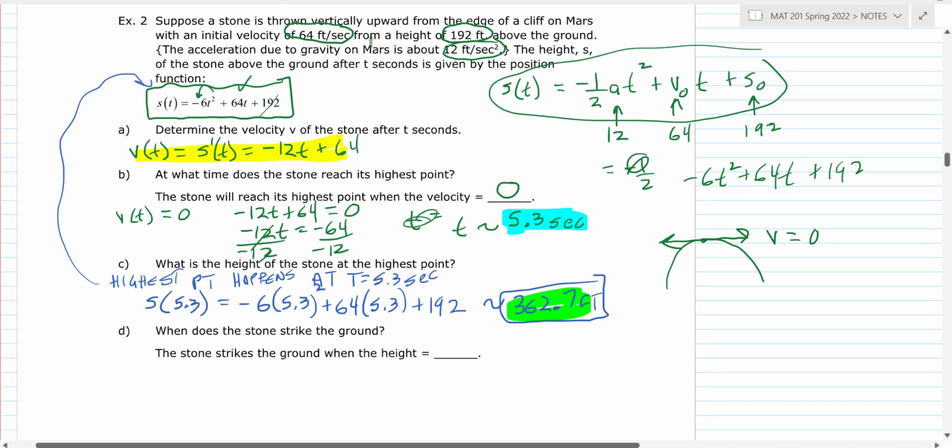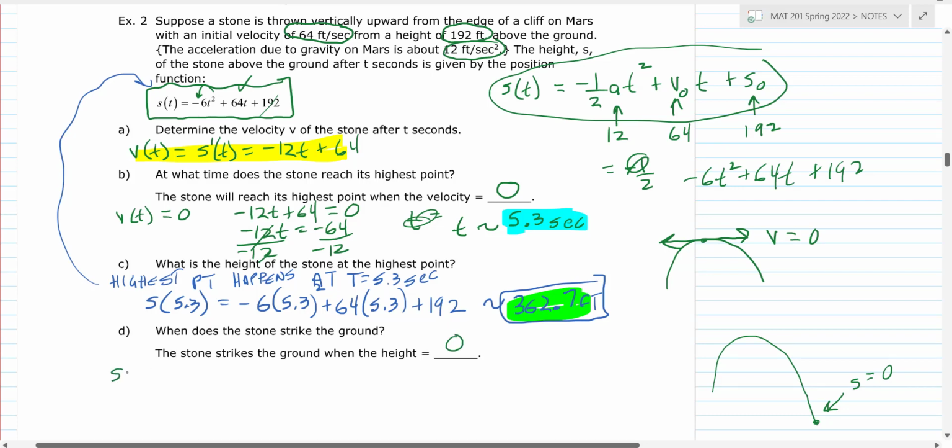Next question says, when does the stone strike the ground? Okay, now remember, this is a parabola. And when it hits the ground, s is going to be 0, because s represents the height above the ground, so that's s equals 0. So the stone strikes the ground when the height is 0.